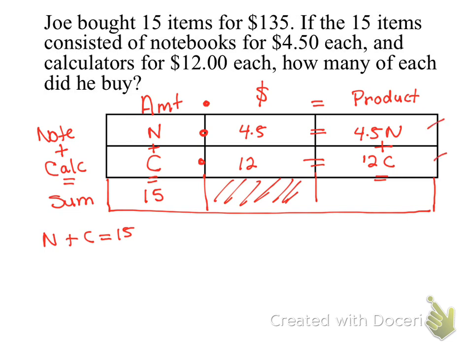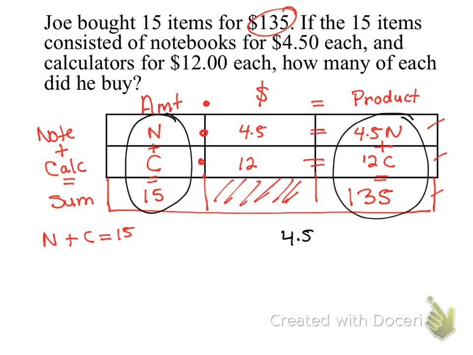Notice there's money here, there's money here, there's money here. I'm missing the total cost. So the total money value goes down here. So now I really have my two equations. 4.5N plus 12C equals 135. Now, I can solve this through elimination. Actually, let me just do this. I'm going to write it right down here. 4.5N plus 12C equals, what did we say? 135, right?